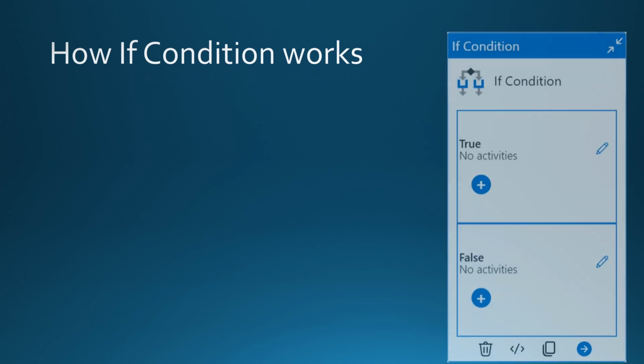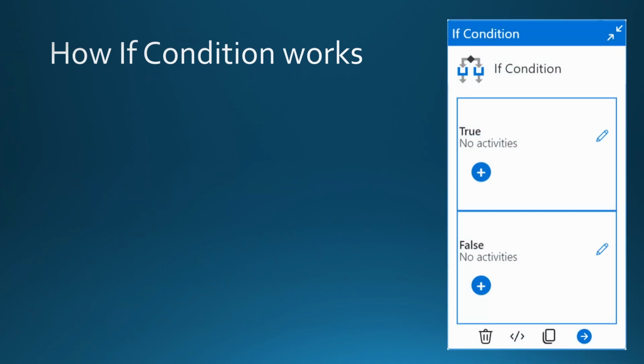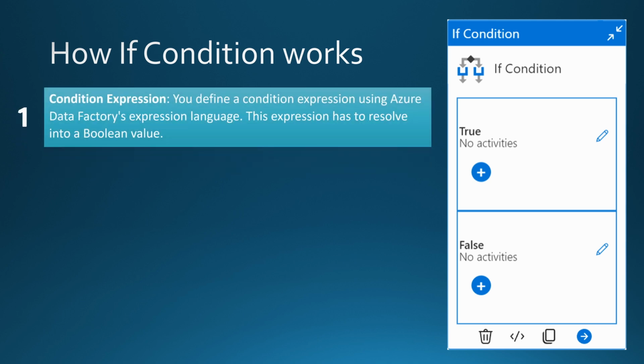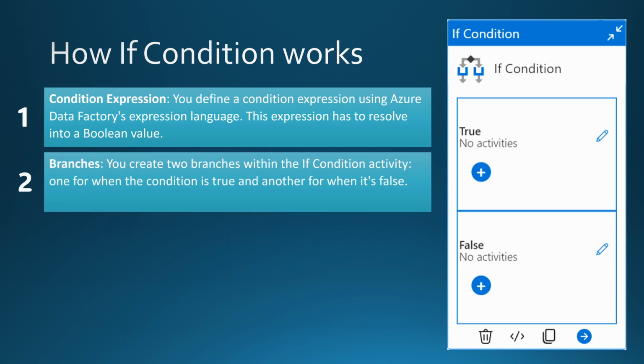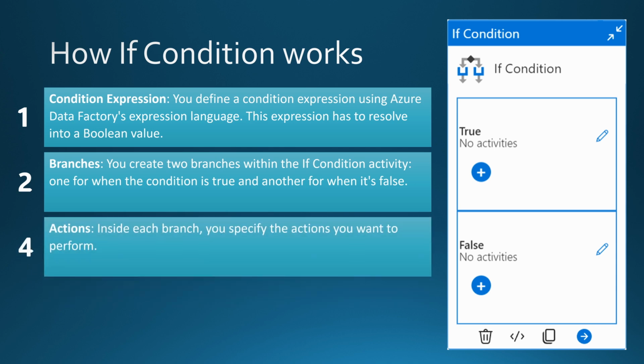And here we have the if condition activity as it can be seen in the Data Factory UI. First, we have to define the condition expression using Data Factory's expression language. This expression has to resolve into Boolean value, meaning true or false. In the if condition, we have 2 branches. These 2 branches correspond to 2 Boolean values that we have, so true or false. In those branches, we can define some actions, meaning activities that we want to run.